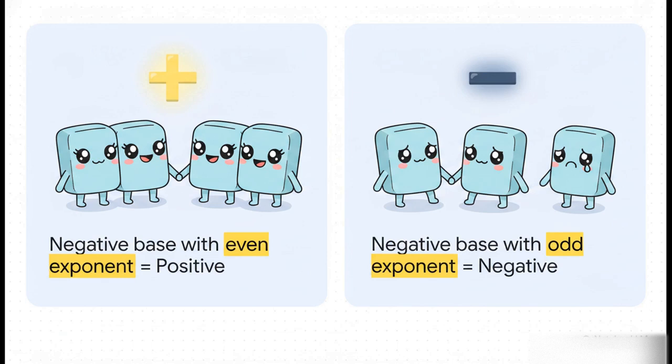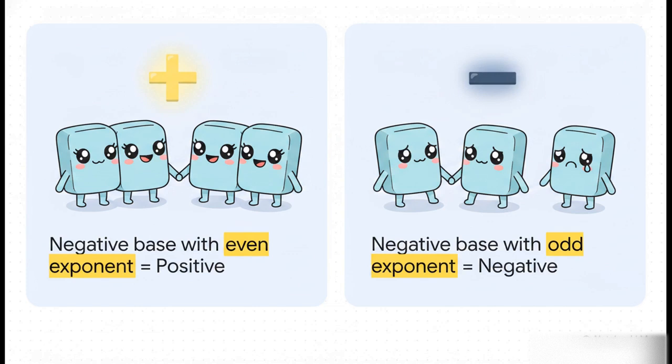Oh, and here's a brilliant cheat code for dealing with signs. A negative base with an even exponent becomes positive, but with an odd exponent, it stays negative. Why? Well, think of it as the buddy system. A negative times a negative is a positive, right? So if you have an even number of negative bases, like a power of 2, 4, or 6, every single negative sign finds a buddy to pair up with, and they all become positive.